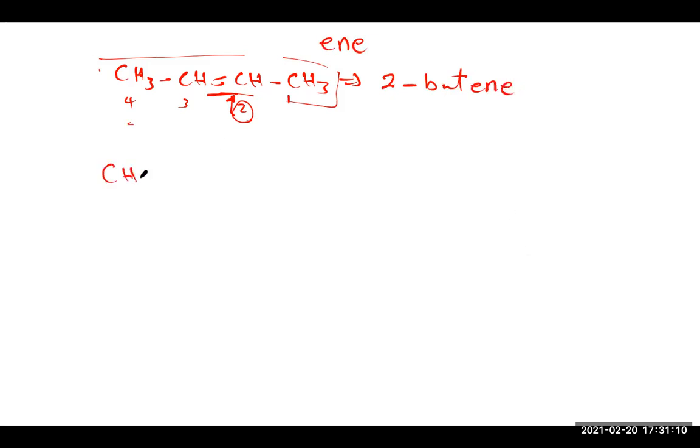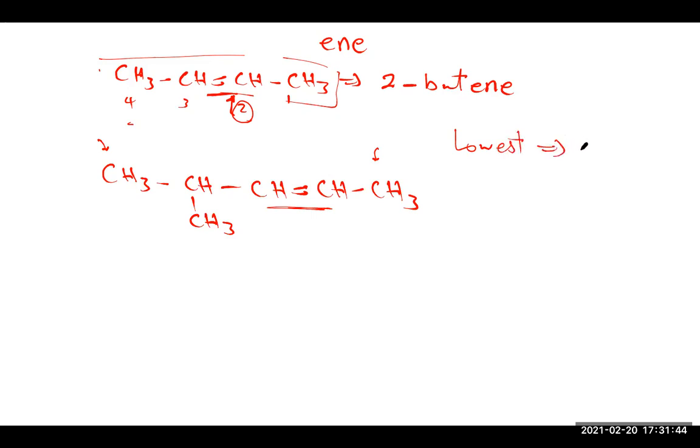If we have one like this, CH3, CH, CH3, CH, CH, CH3, we need to name this. This is a little harder. If I start to number from 1, 2, 3, from the left or from the right, the priority here is for the double bond. The double bond should take the lowest number, not the substituent. So I will start from the right.